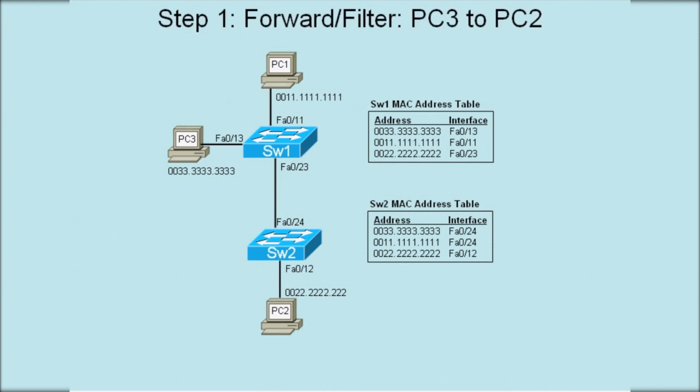Next, consider a frame sent by PC3 to PC2's MAC address. As the frame comes into switch 1, it again matches its MAC address table, but in this case, switch 1 matches the third entry that you see highlighted on the screen. Based on that entry, switch 1 forwards the frame out its FA0/23 interface down to switch 2. Of course, switch 1 chooses to filter, or not forward, the frame at its top interface FA0/11. Once the frame gets down to switch 2, switch 2 repeats the same process, looking at the destination MAC address of PC2's MAC address, matching that third entry in switch 2's MAC address table, causing switch 2 to then forward the frame out its interface FA0/12.